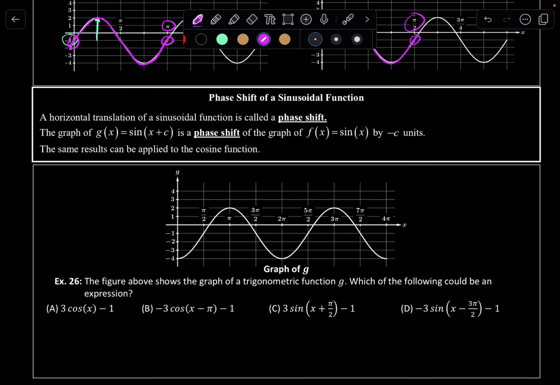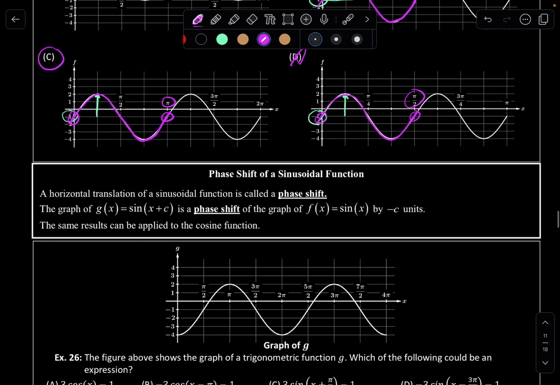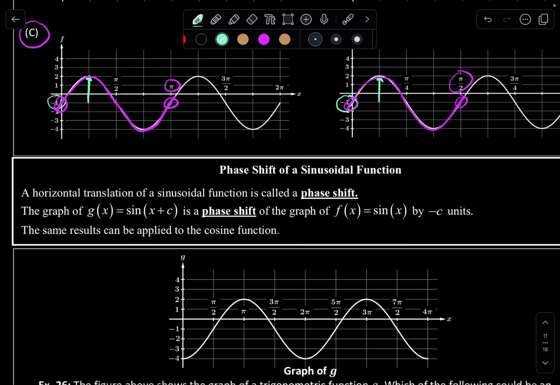All right, this is on the phase shift. There's a couple things on phase shifting. Phase shift is the same as a horizontal shift, or a horizontal translation. So this is going to be your left to right.